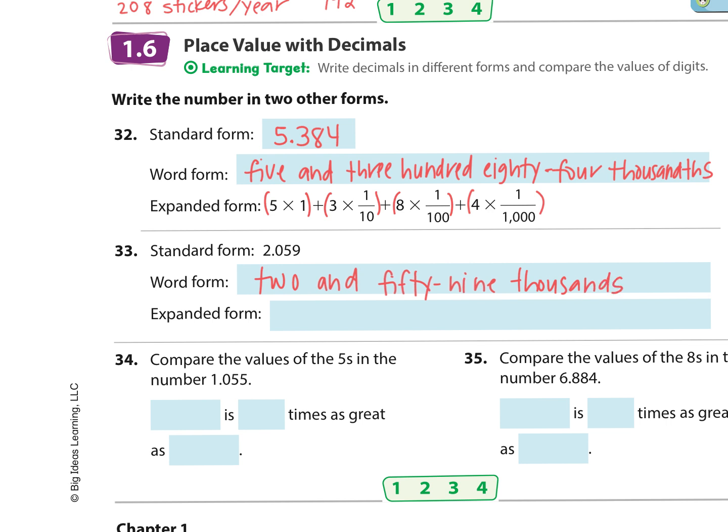And then expanded would be 2 times 1, because I have a 2 in the ones place, plus 5 times 1 hundredth, because the 5 is in the hundredths place, plus 9 times 1 thousandth, because there is a 9 in the thousandths place. Okay, any others in the 1.6 section that we should go over together? You need to have all of that written down.